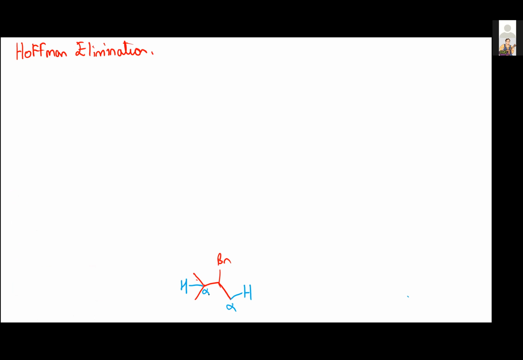If we eliminate the one on the right, we are going to go to this double bond. This is our Hofmann product. If we eliminate the one on the left, we go to this double bond, and this is our Zaitsev product. So how do we get one or the other? Well, we choose our base.